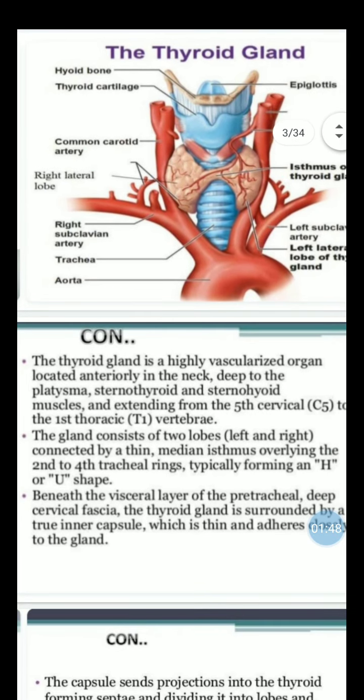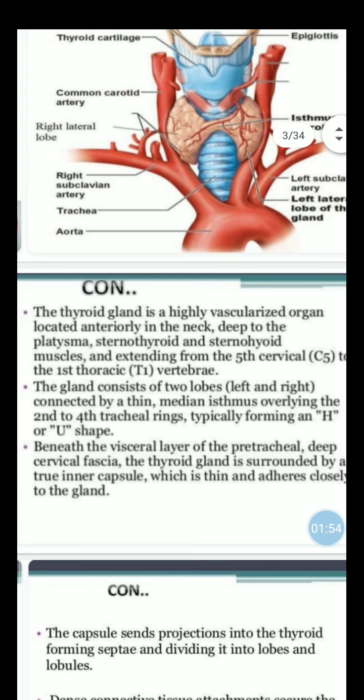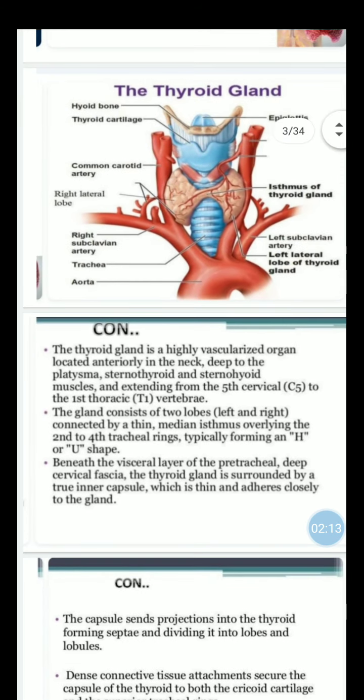The thyroid gland is a highly vascularized organ, located anteriorly in the neck and deep to the platysma, then the sternothyroid and sternohyoid muscles, extending from the fifth cervical to the first thoracic vertebrae.